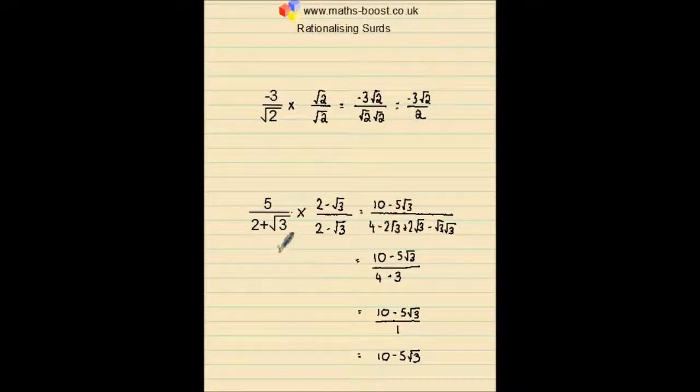And it soon becomes clear why we choose to do this, where we multiply the top and the bottom by the denominator, but with this sign changed. It's because this will always occur. You end up with a drastic simplification.